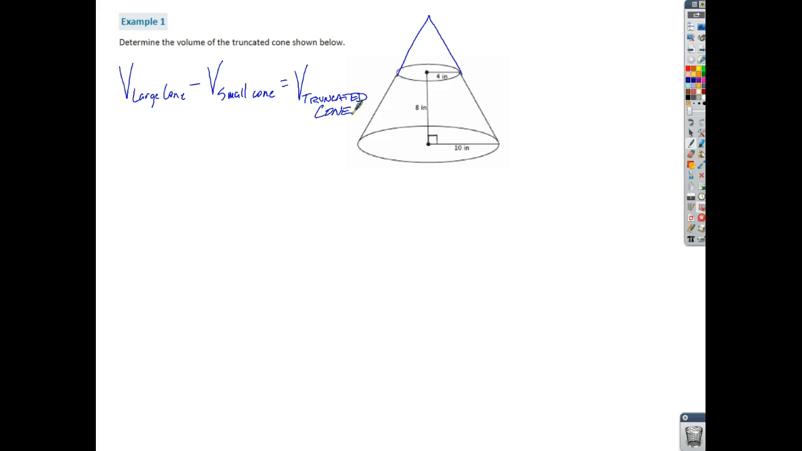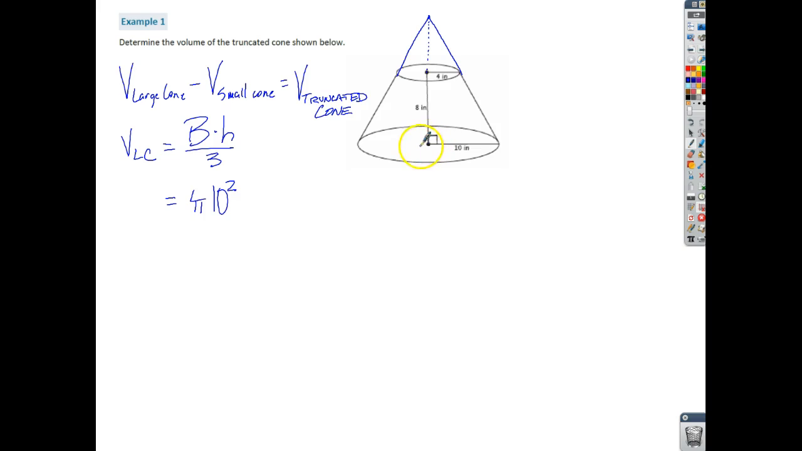The volume of the large cone and the volume of the small cone are essentially going to use the same idea. So anytime we do the volume of a cone, let's start off with the volume of the large cone. This is going to be the area of the base multiplied by the height divided by 3. The area of the base is a circle, so it's going to be pi times the radius, well, the radius is 10, squared, and then h, but I don't know the height of this cone.